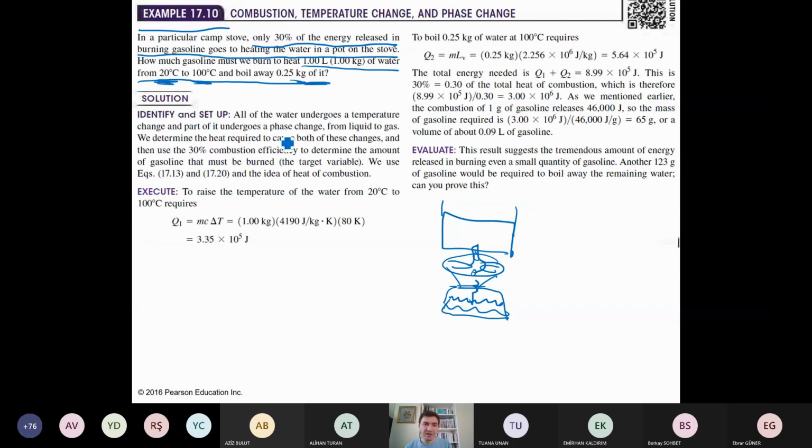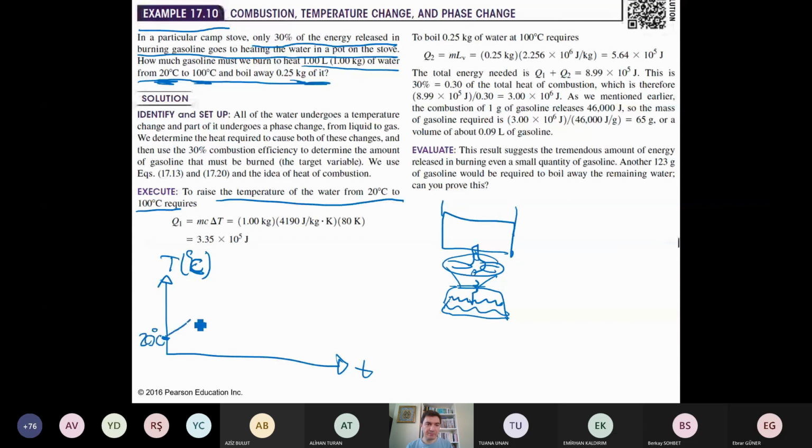So then, in order to increase the temperature of the water from 20 degrees Celsius to 100 degrees Celsius, we need this one. First of all, just draw the phase diagram in degrees Celsius. Okay, at the beginning, what is the temperature of the water? It is 20 degrees Celsius, and it will increase up to 100 degrees Celsius. Okay, and some portion of it will be boiled away.